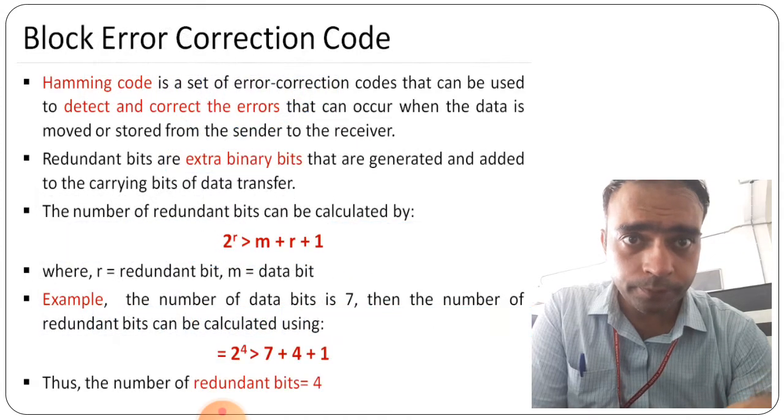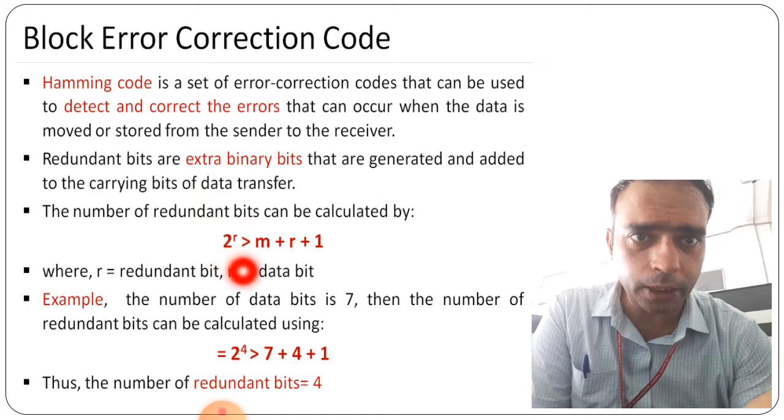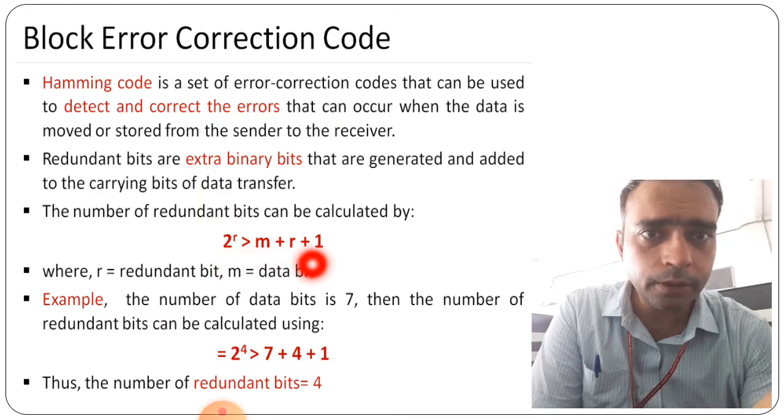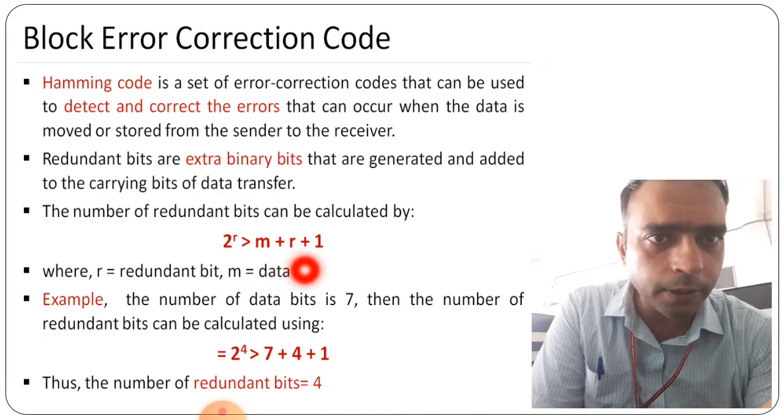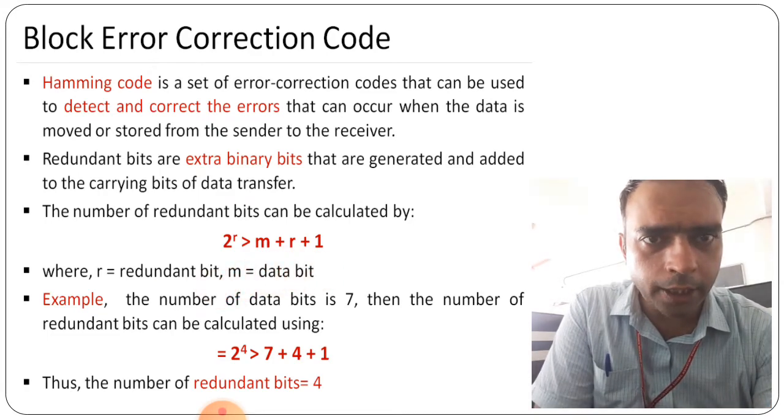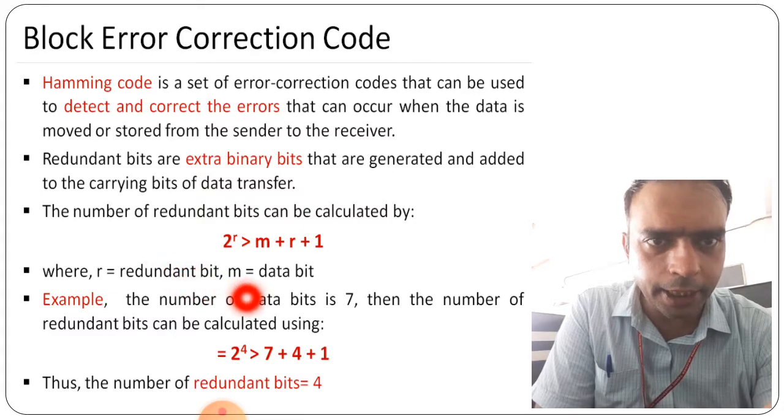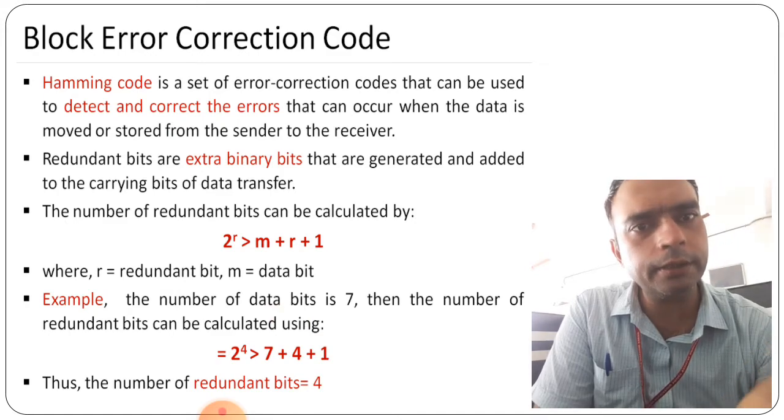Now here the main thing is what the redundant bits are there. That is to be calculated by this formula: 2 raised to r is greater than m plus r plus 1. So r here is the redundant bits, and m is the data bits. So an example is given here, we can see.